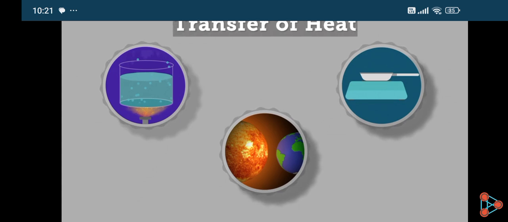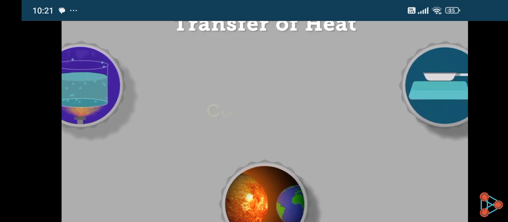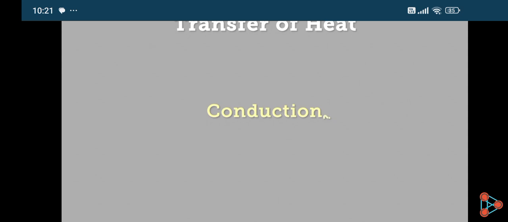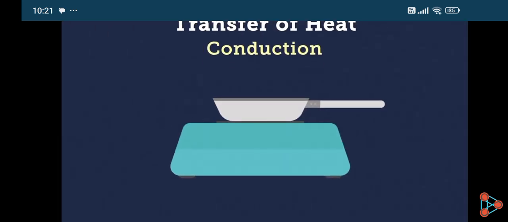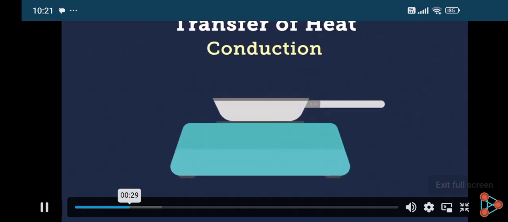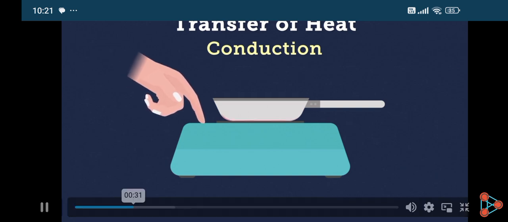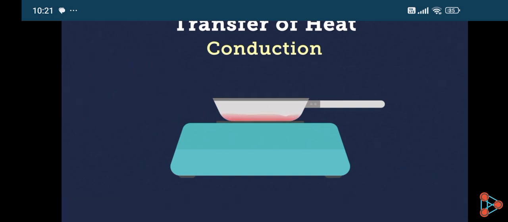One way through which heat can get transferred is the process of conduction. Do you know what the conduction process is? The following example will help us to understand it. Take a metal pan and keep it on an electric stove. When the stove is turned on, you will notice that the pan becomes hot after some time. Can you tell me why?